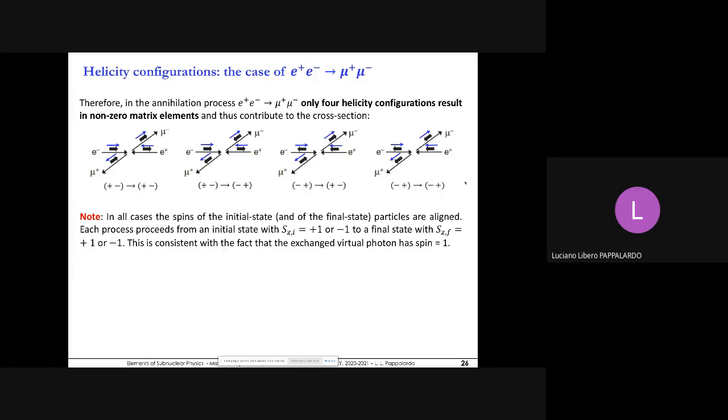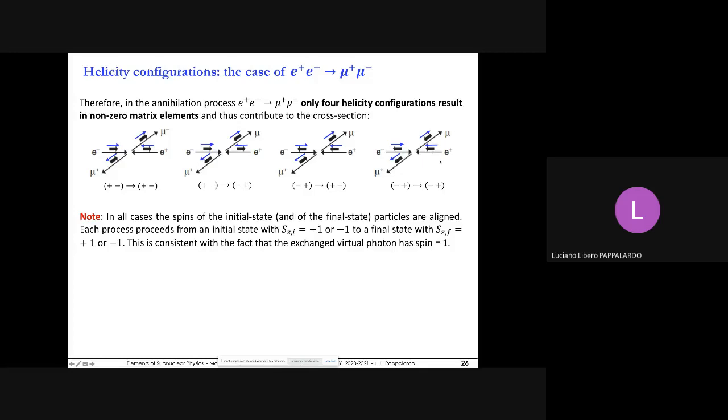Let me also note that in all cases, the spins of the initial state and of the final state particles are aligned. So the spin is the black arrow, okay? You see, the helicity is opposite, but the spin is always aligned. So in this case, they are both in the right direction. Also in this case, they are both in the left direction. And the same for the 2 final state muons. So the spins are always aligned.